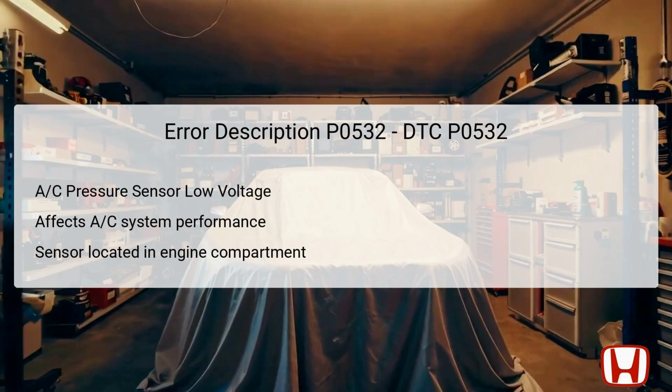The error code P0532 arises when the AC pressure sensor transmits a low voltage signal, typically around 0.24 volts or less, to the ECM. The AC pressure sensor's role is critical. It monitors the pressure of the refrigerant circulating through the AC system, allowing the ECM to adjust the system's operation accordingly. Located in the engine compartment, this sensor helps maintain optimal performance and efficiency in the air conditioning system.